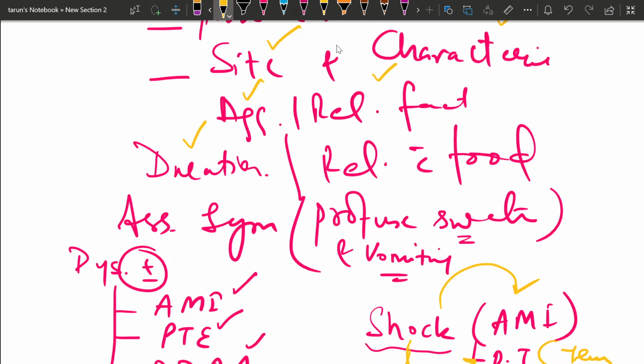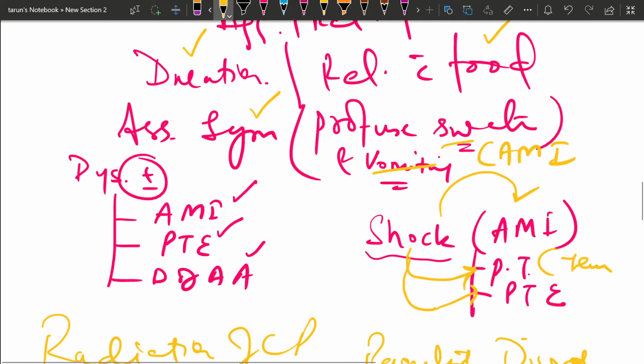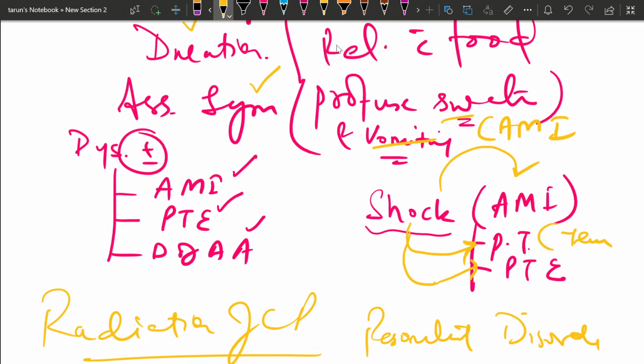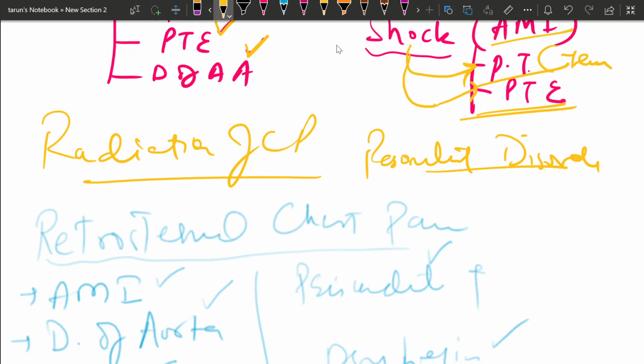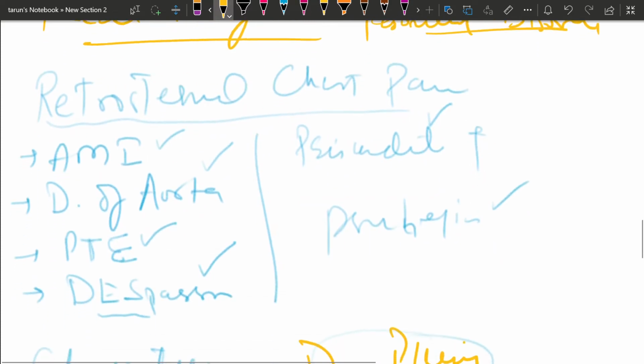What is the duration of the chest pain, what is the relationship with the food, any associated symptoms like sweating and vomiting is associated with acute myocardial infarction. Then dyspnea associated with chest pain, then you should think of myocardial infarction, pulmonary thromboembolism, then dissection of the ascending aorta. And if the chest pain with shock, you should think of myocardial infarction, tension pneumothorax, pulmonary thromboembolism. Then radiation of the chest pain, any personality disorder, you should note it down.